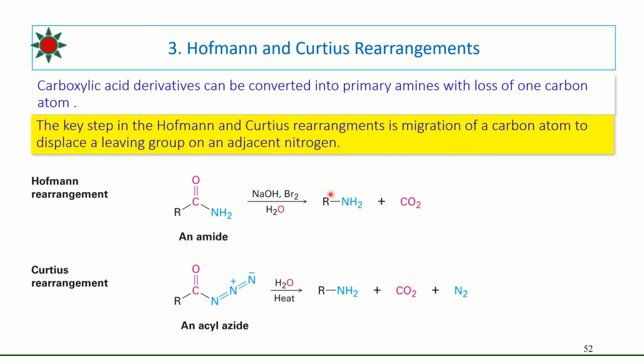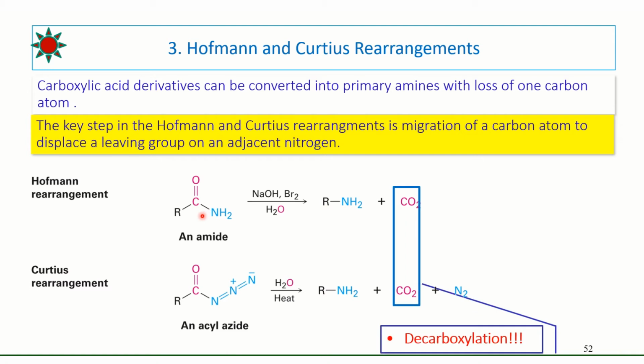The key step in the Hoffmann and Curtius rearrangement, I don't know why they call it a rearrangement, is a displacement of carbon dioxide. So we have our group moving over into position here, and we're getting rid of this carbon. So it's a decarboxylation. So let's just go through the mechanism. You don't have to remember this for the exam, but you have to appreciate it.